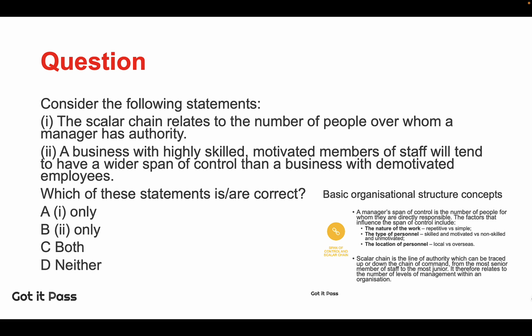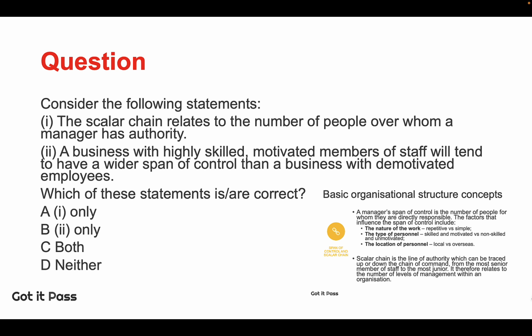And when we discuss span of control and scalar chain, the scalar chain has the definition is the line of authority which can be traced up or down the chain of command. So you can think whether it is related to the number of people over whom a manager has authority. Is it correct? Right? And the second one is about the span of control.